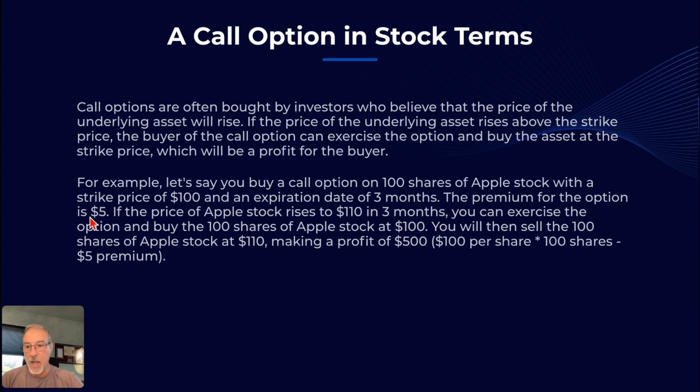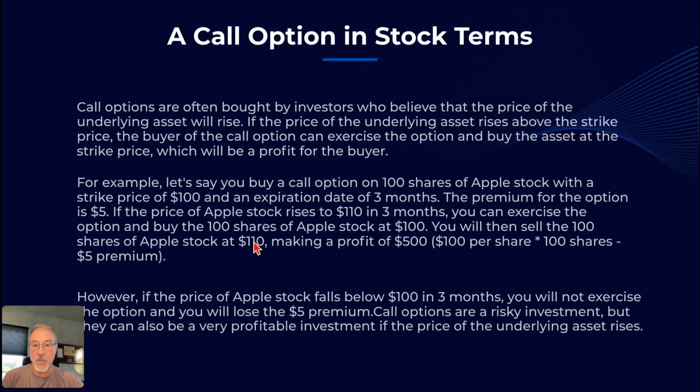The premium for the option I might pay is $5. If Apple stock goes up to 110, I can exercise that option, buying the 100 shares of Apple at $100, because again, that person is obligated to sell that to me if I want to buy it. I would then turn around and sell those 100 shares of Apple at 110, making a $500 profit. So that's the $100 per share times 100 shares, and the $5 premium is again what I paid for that.